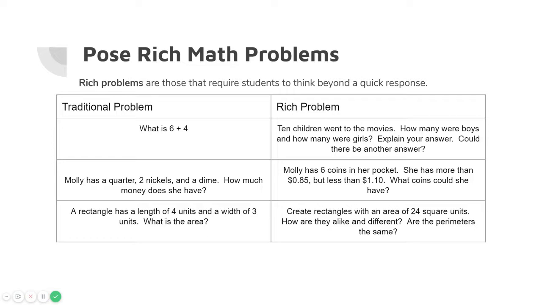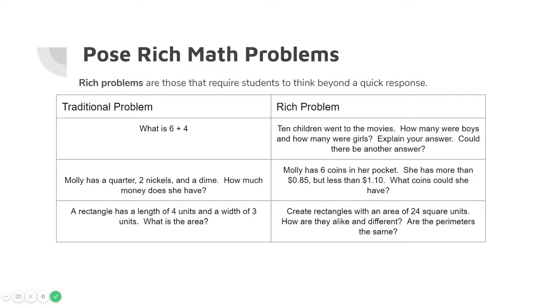Here's another interesting one. This is a second grade question I see lots of times. Molly has a quarter, 2 nickels, and a dime. How much money does she have? Now, they do have to think about that. They do have to think, a quarter is 25, and nickel is 5, and we've got 2 of those. And so they have to put those together. And that's a great idea.